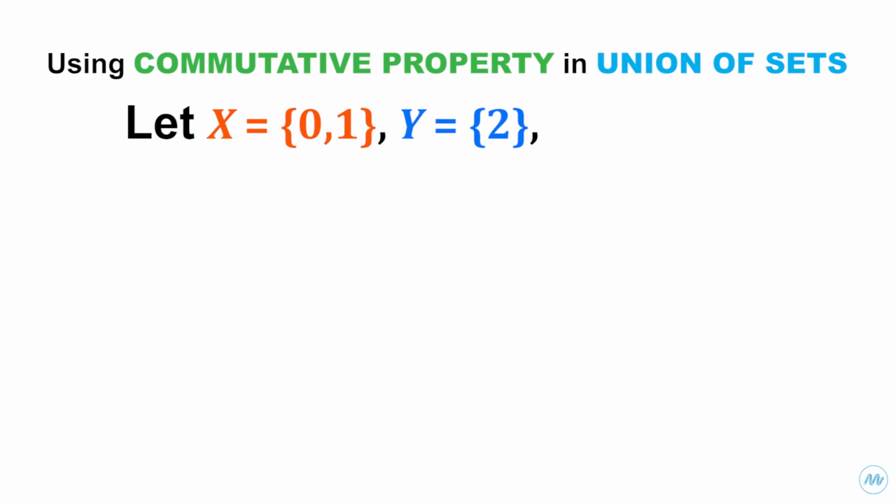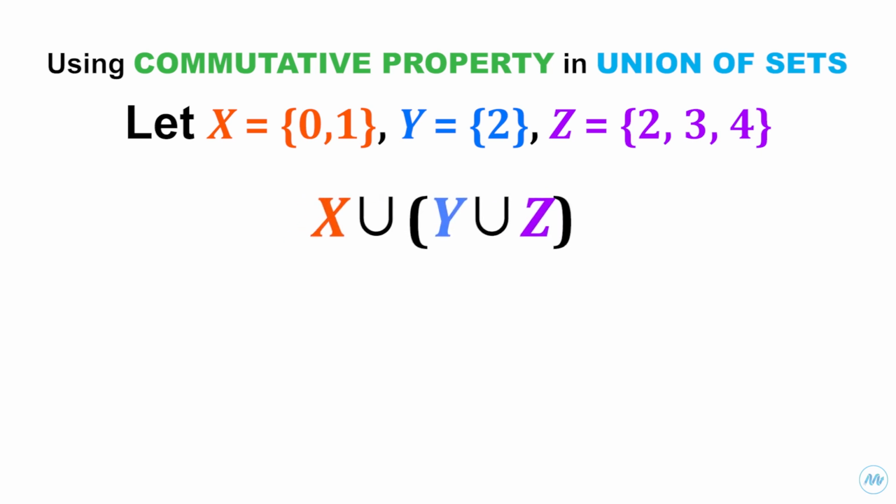Sa example na ito, ipapakita natin na may commutative property na maaaring gamitin sa union ng sets. Let X be a set whose elements are 0, 1. Y is a set with element 2. And Z is a set with elements 2, 3, 4. Let's find X union (Y union Z).